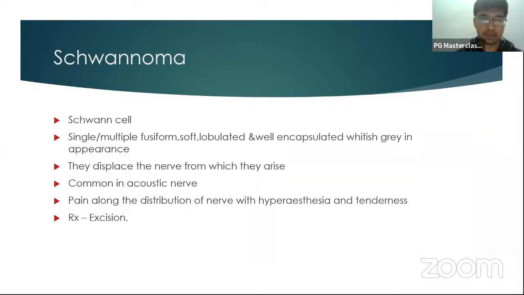Schwannoma. This arises from the Schwann cells and is single or multiple, fusiform, soft, lobulated, and a well encapsulated tumor with a whitish gray appearance. It usually displays the nerve of origin, and it will present with pain and paresthesia along the distribution of the nerve. So yes, this tumor displaces the nerve. The treatment of this will be excision.